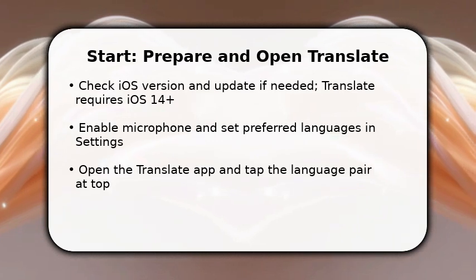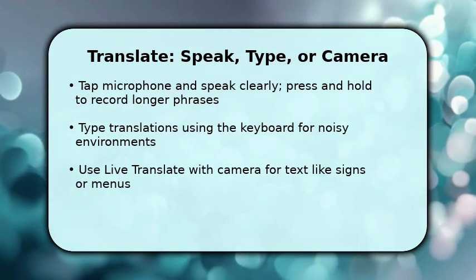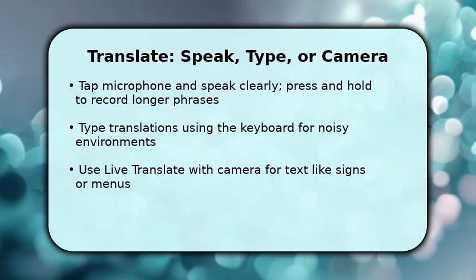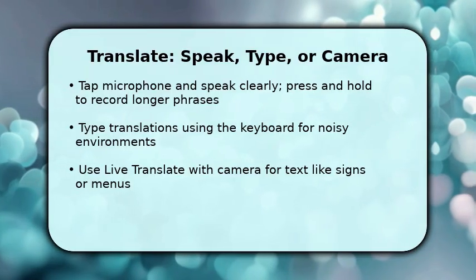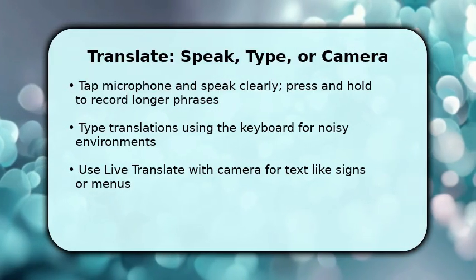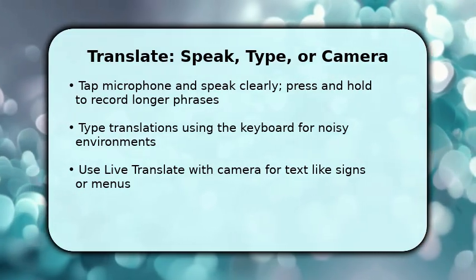You'll now perform translations using 3 input methods: speak, type, or camera. Tap the microphone and speak clearly. Press and hold for longer phrases and release to let the app process. This reduces clipping. If it's noisy, type the sentence instead, which gives cleaner results and lets you edit before translation.